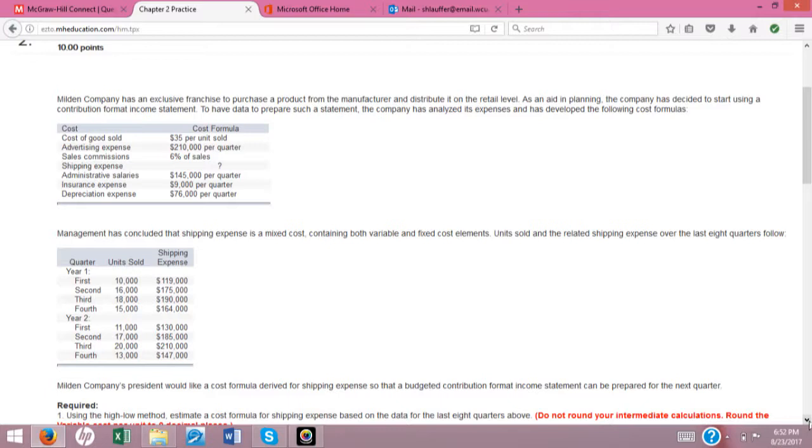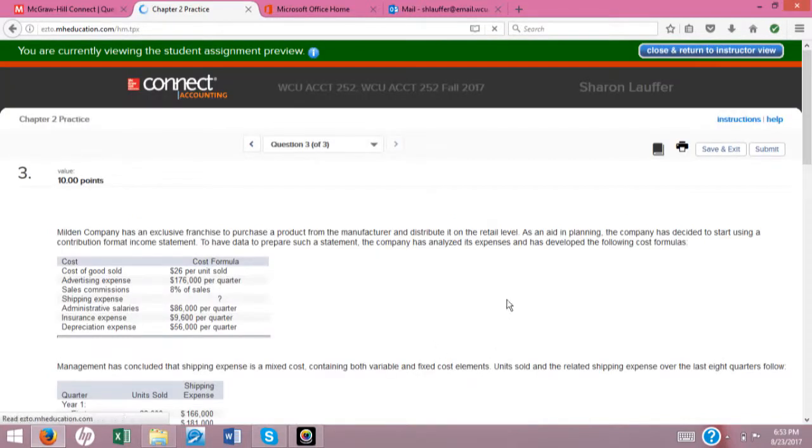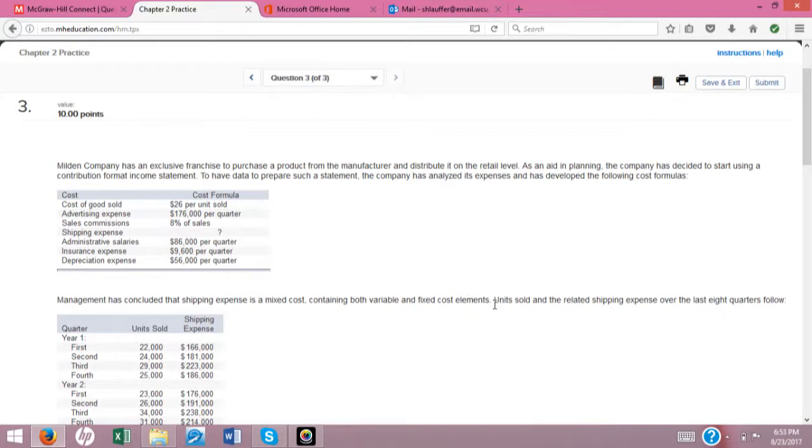So this example is very much like your homework. The numbers are going to be different, but it says Milden Company had an exclusive franchise to purchase a product from the manufacturer and distribute it. And let's see, I'm actually reading your exact homework question. Let me go to the next one, which is not exactly like your homework question. Let's try this one. Same question, different amounts. So again, the company is going to purchase a product. We have some data here. They have come up with these cost formulas, and that is what we're given.